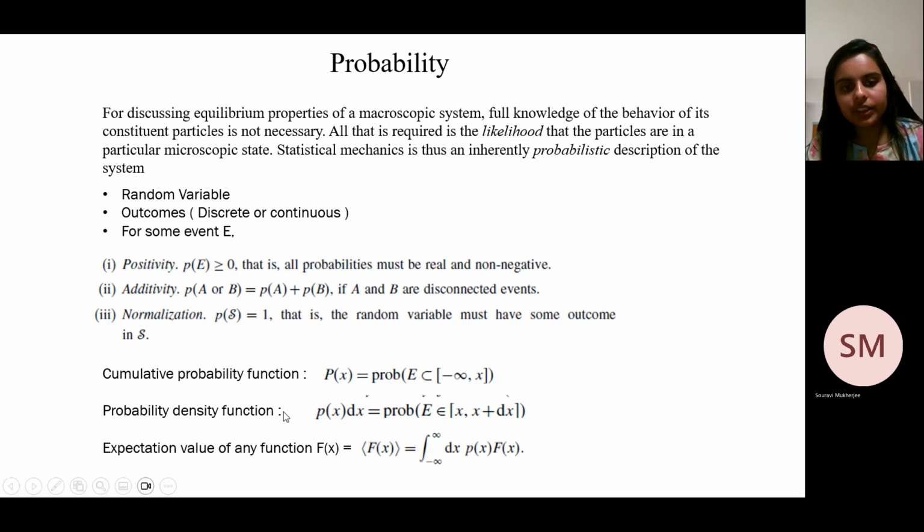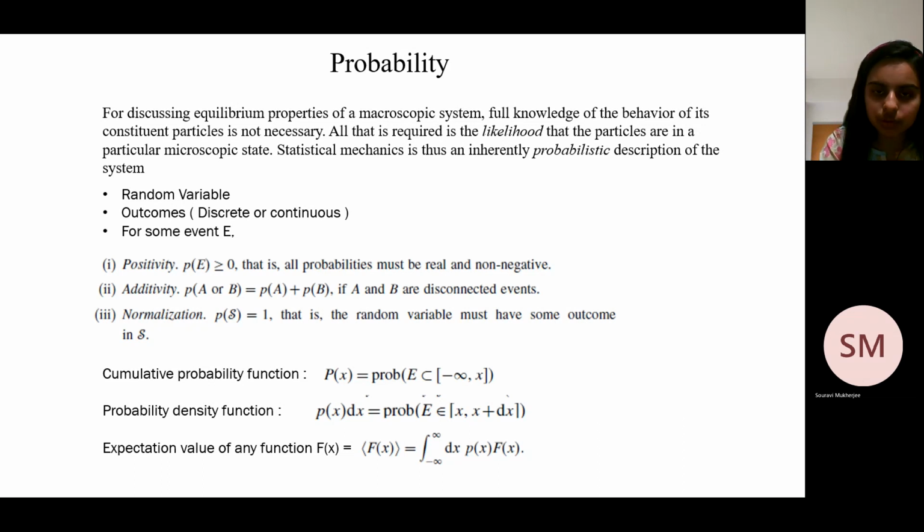Okay. And then we saw that we can define probability by a cumulative probability function, which tells you the probability that your outcome lies between minus infinity and x, where x is your random variable. And then you can also define it in terms of a probability density function, which gives you the probability of finding some outcome between x to x plus dx. So the cumulative probability function would always be a monotonically increasing function, while probability density functions can have a decreasing trend or an increasing trend. But what's important is it should be integrable.